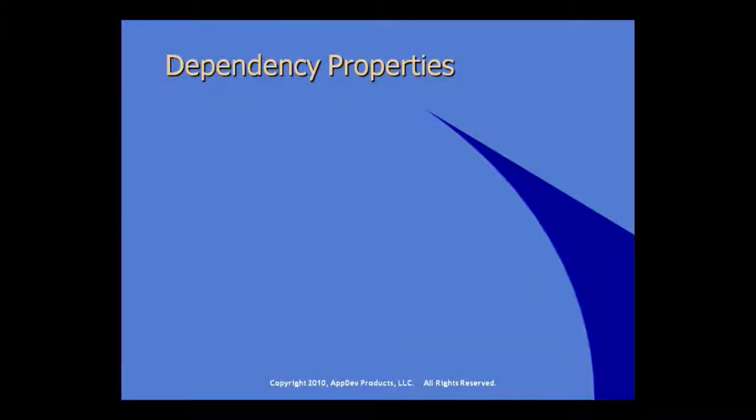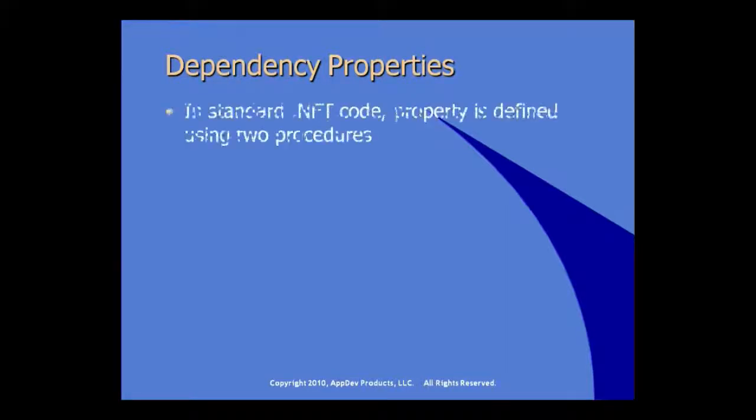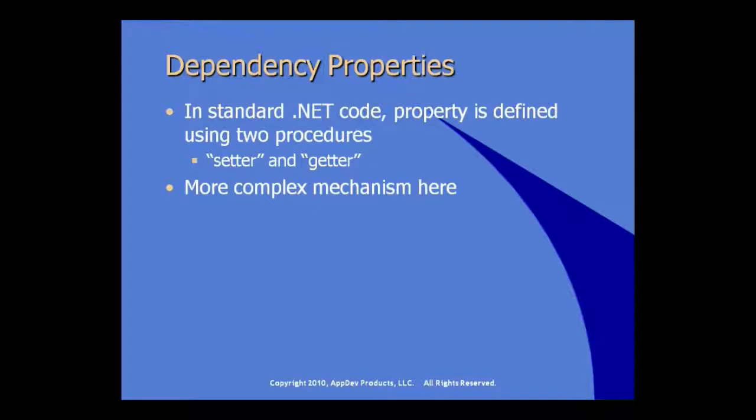Before we can finish up this demonstration, we need to talk about dependency properties. If you look at standard .NET code, a property is defined using 2 procedures. There's a setter and a getter procedure for each property if it's read-write. There's a more complex mechanism at play in XAML. Microsoft Workflow uses this same mechanism.